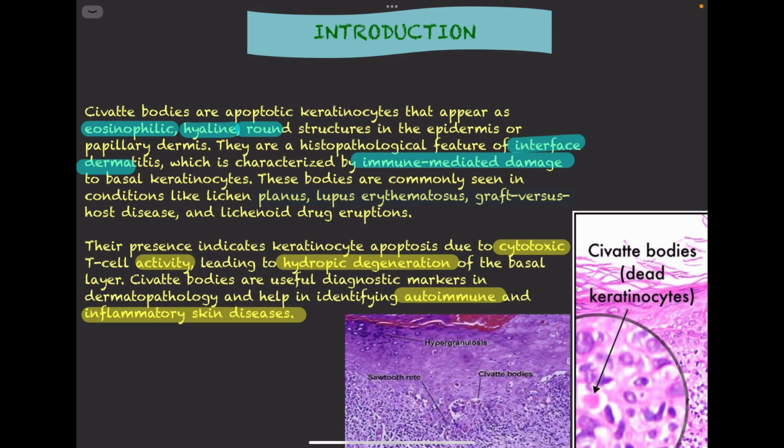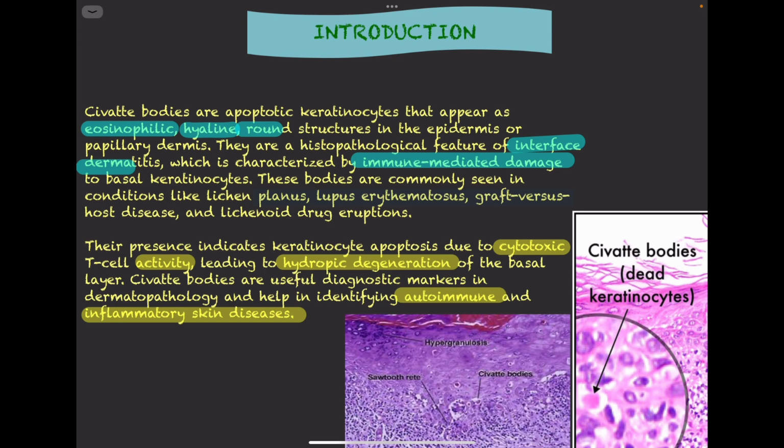So let's move on to the introduction for civet bodies, right? So basically these are your apoptotic keratinocytes. That means these are keratinocytes which have undergone a programmed cell death, right? And they appear eosinophilic, hyaline, and these are round. Okay, so these are your round structures, and these are usually found in the dermo-epidermo junction. Histopathologically, they are obviously a feature of interface dermatitis because of their location itself, and they are characterized by immune mediated damage.